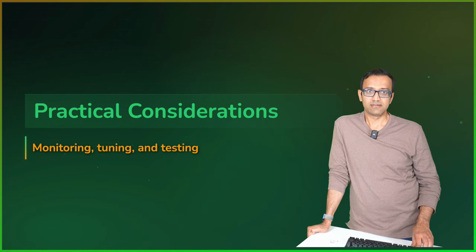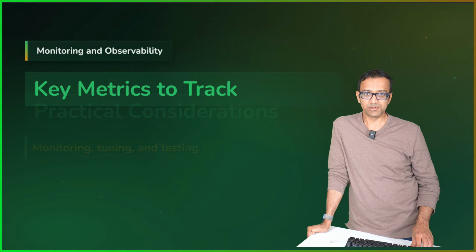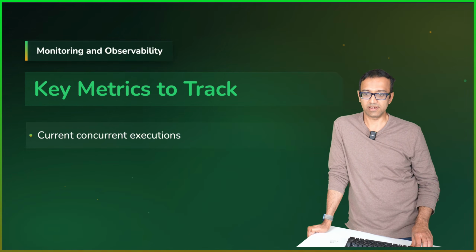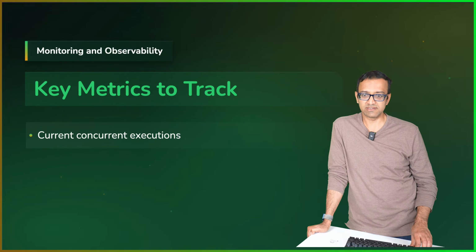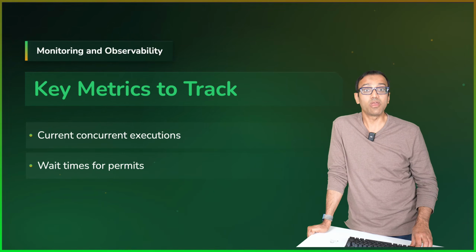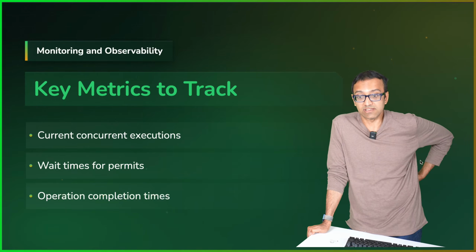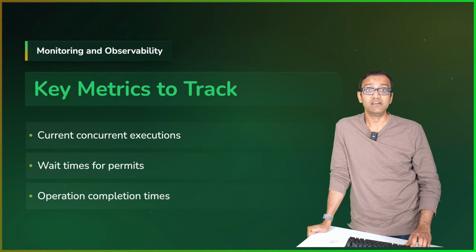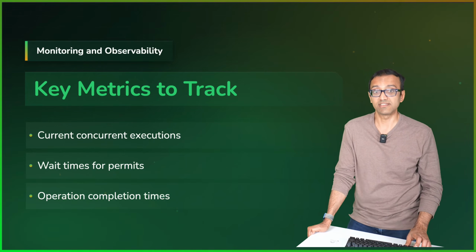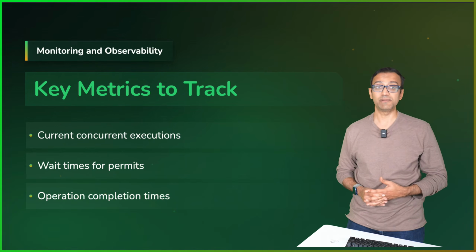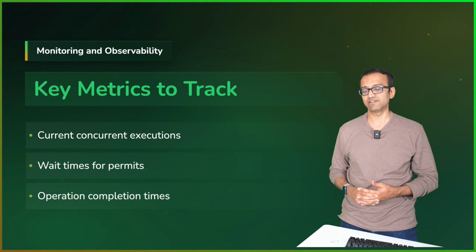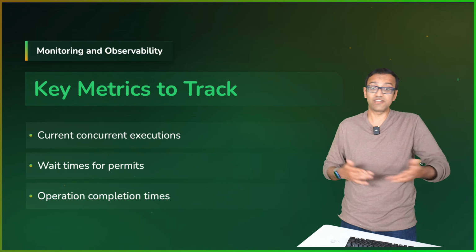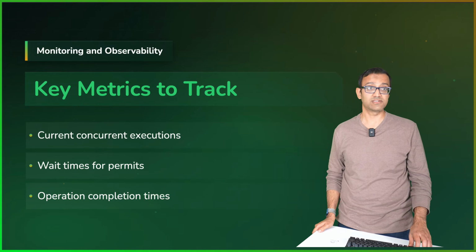And again, monitoring, tuning, and testing. That's the way to do it. Monitor concurrent executions, wait times, how long is something waiting, how long does an operation take to complete, which could potentially include the retry time as well. Look at the latency and figure that out. This is where Spring Boot Actuator metrics really helps. If you have Actuator, you can figure this out, or if you have any other ways in which you can track the metrics, you can figure this out as well.